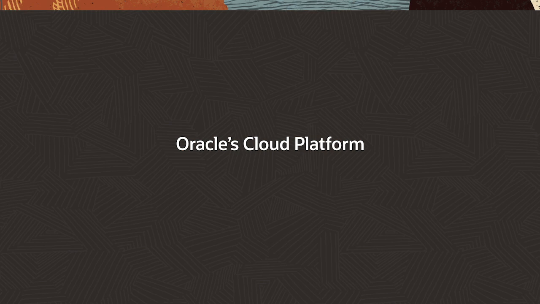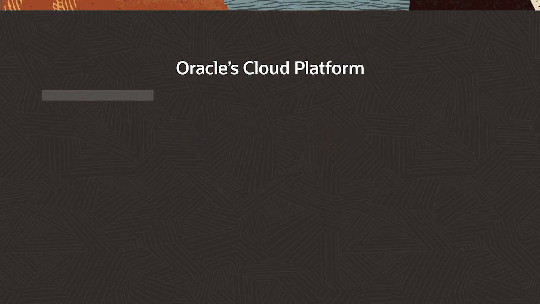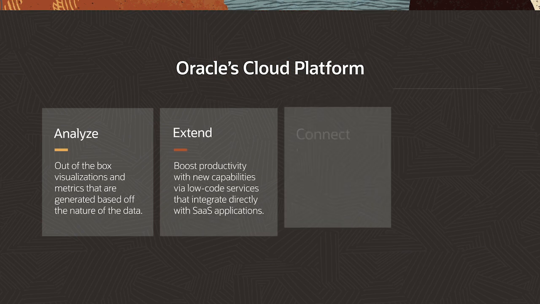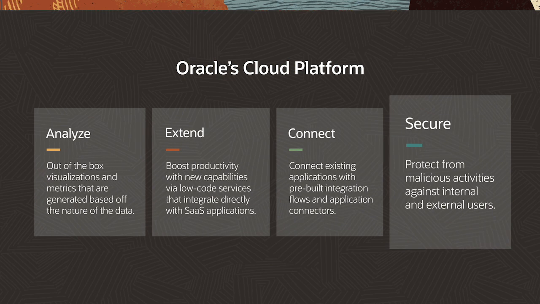This overview is the last in a series of 4 videos on Oracle PaaS for SaaS offerings. The Oracle Cloud Platform enables you to digitize your enterprise by focusing on analyze, extend, connect, and secure. For secure, Oracle Identity Cloud Service and Oracle Cloud Access Security Broker work in tandem to provide advanced security services to protect internal and external users from malicious activities. Let's take a look and see how it works in Oracle Cloud.